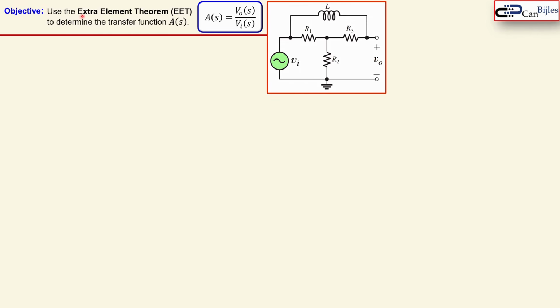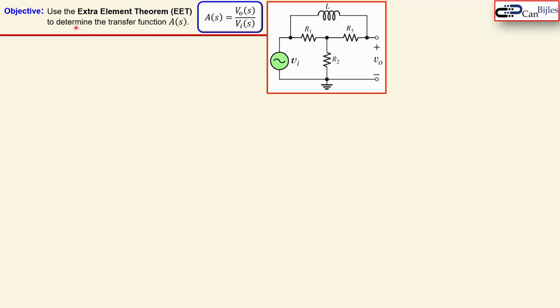We would like to use the Extra Element Theorem, EET for short, to determine the transfer function given in the Laplace domain, VO over VI. We have here our circuit. We see here the AC input voltage, and we measure here the voltage across these two nodes. We have 3 resistors and 1 inductor, which is then in this feedback configuration.